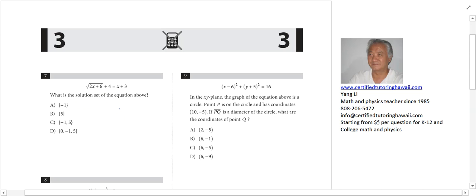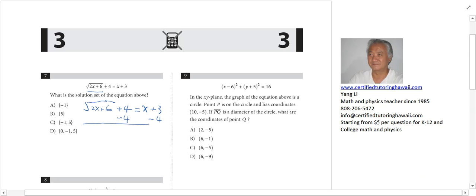To this kind of question, the first step will always be what? Try to isolate the square root part, okay? Let me just put the question here first. So the square root of 2x plus 6 plus 4 equals x plus 3. Now, isolate the square root part. That's the key, okay? So you minus 4 on both sides.